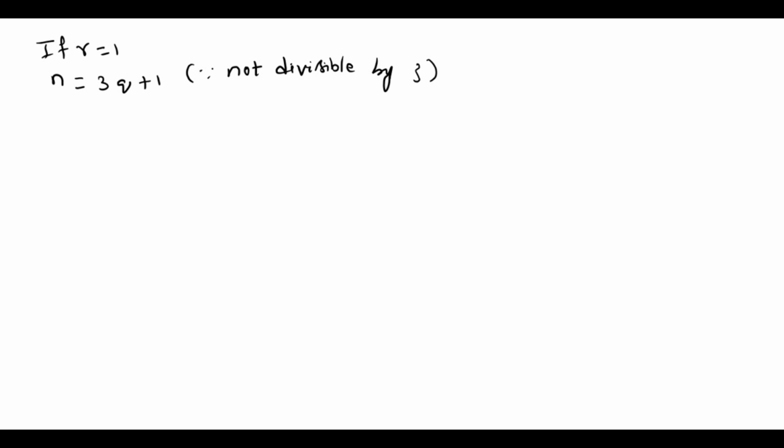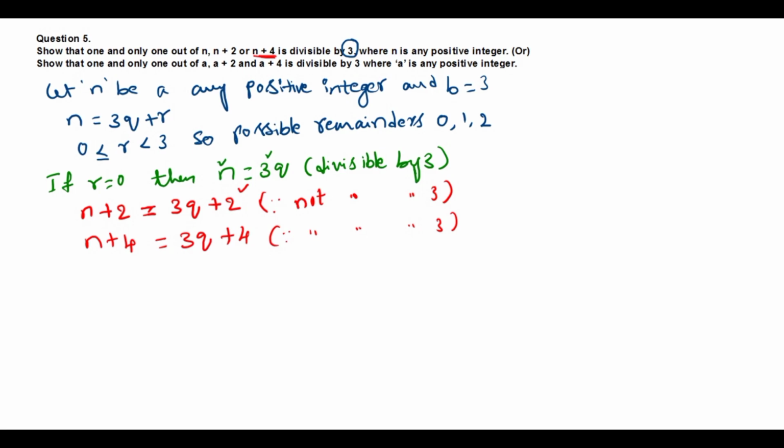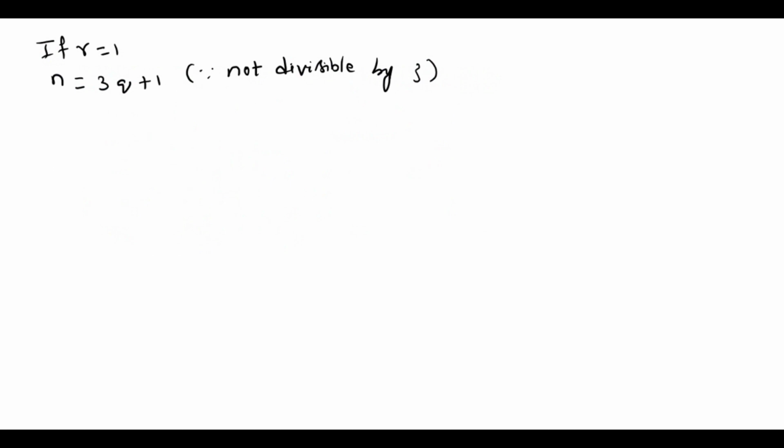So in the next condition, n is equal to 3q plus 1. As per the question, we need to check two conditions, that is n plus 2 and n plus 4. So n equals 3q plus 1. If r equals 1, then n equals 3q plus 1, not divisible by 3. Now we need to check n plus 2. N plus 2 means 3q plus 1, further 2 we are adding, that means 3q plus 3. If you take 3 common from this, you get 3 into q plus 1. So this is divisible by 3.